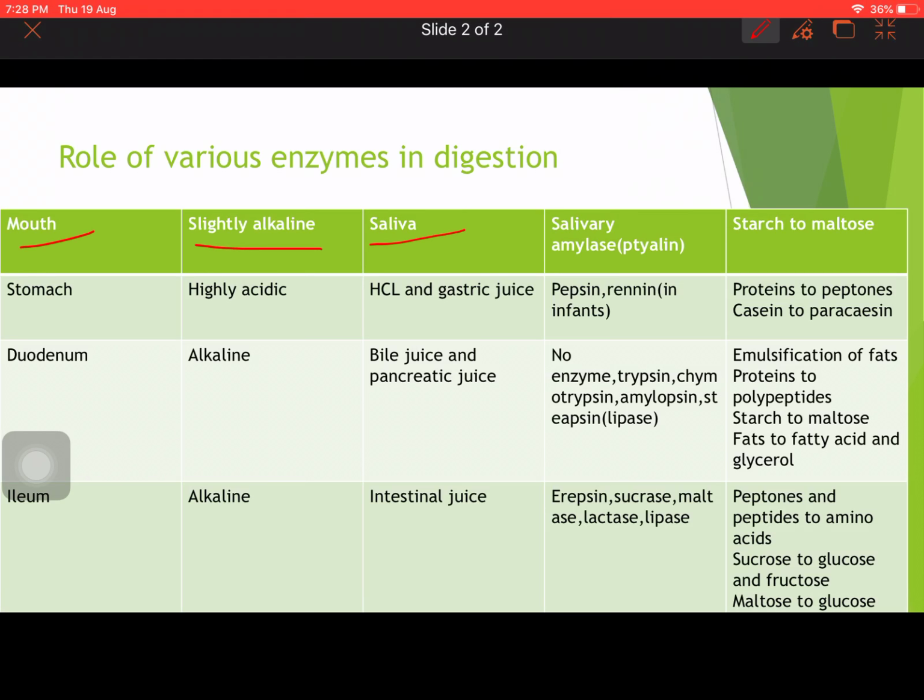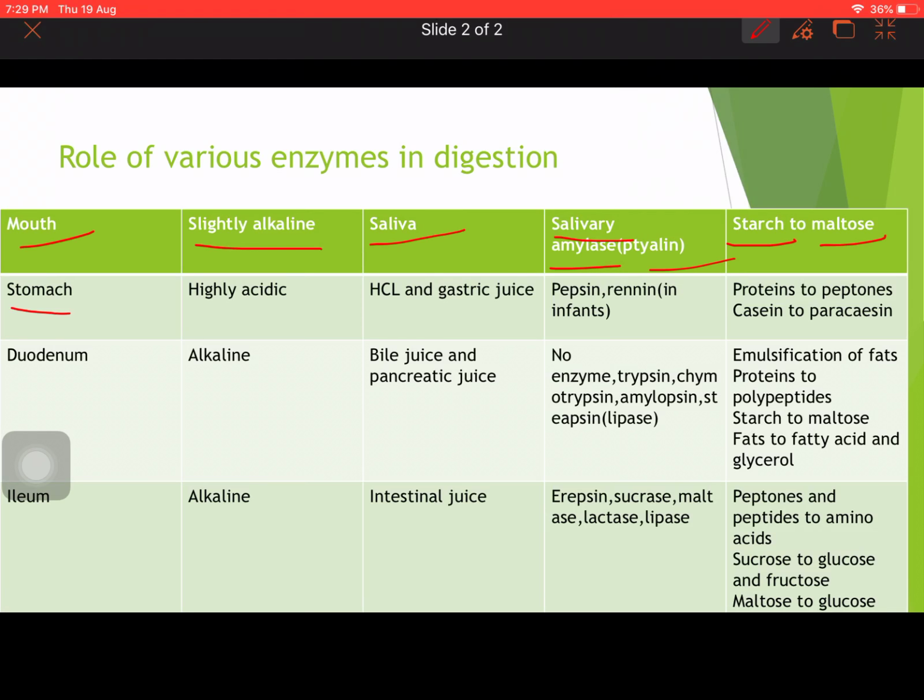So what is the enzyme? It is salivary amylase or ptyalin. So what does it do actually? It is converting any form of starch to maltose. Is it clear? So it is saliva which contains salivary amylase, ptyalin, which is converting starch to maltose.